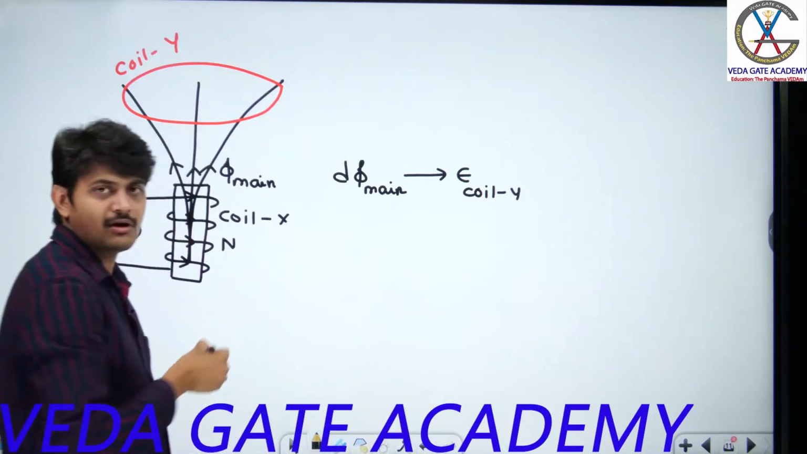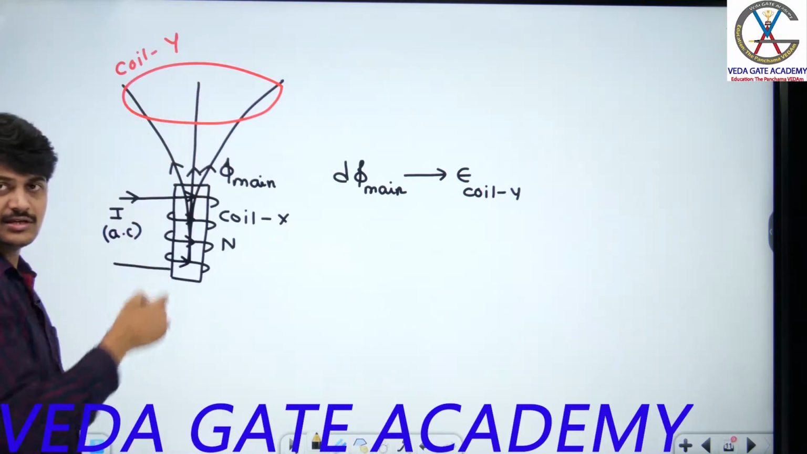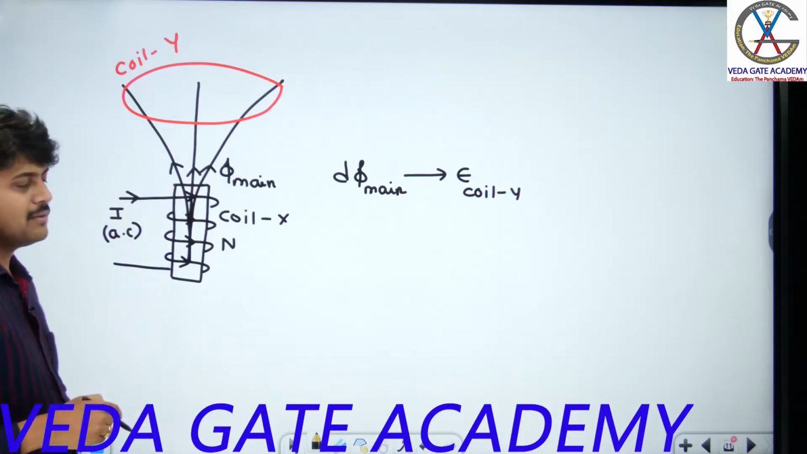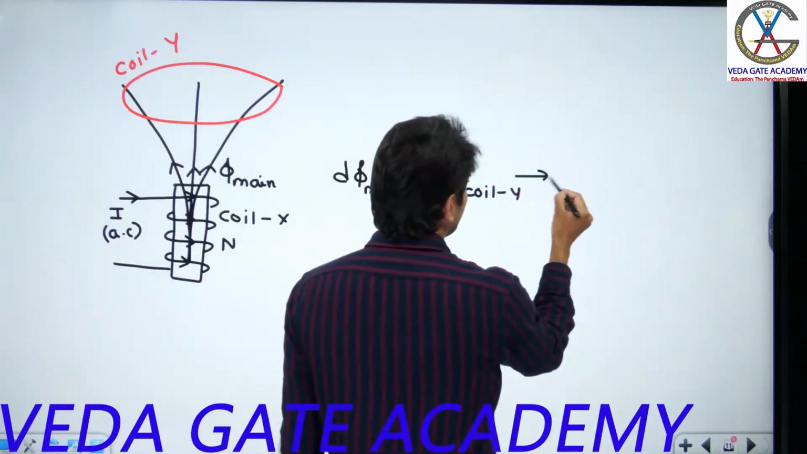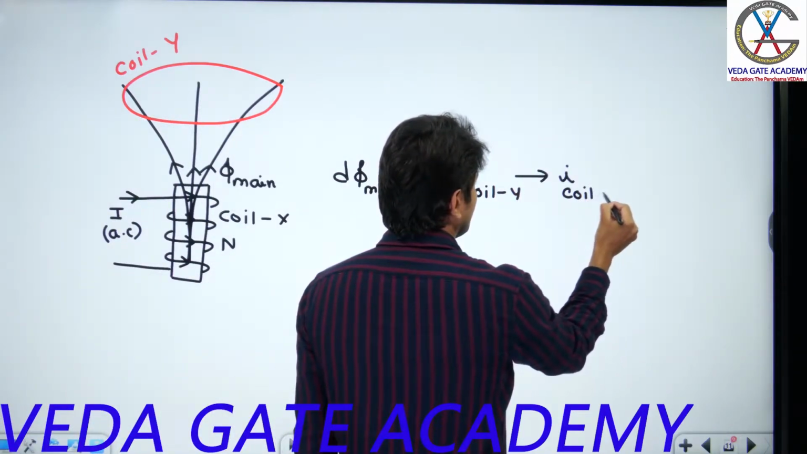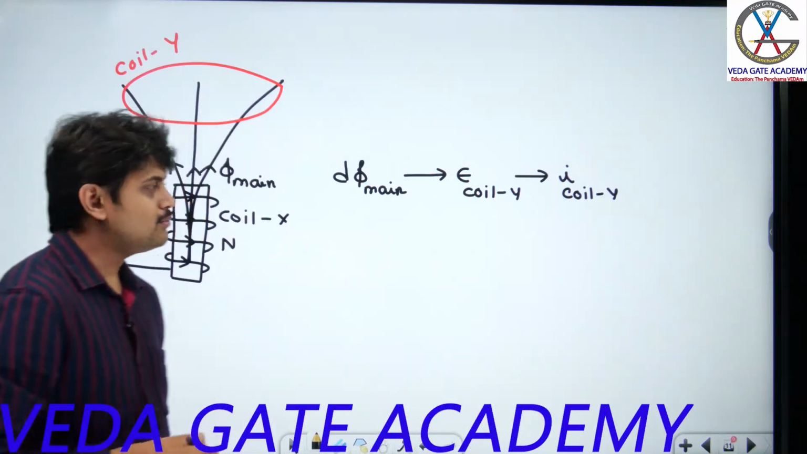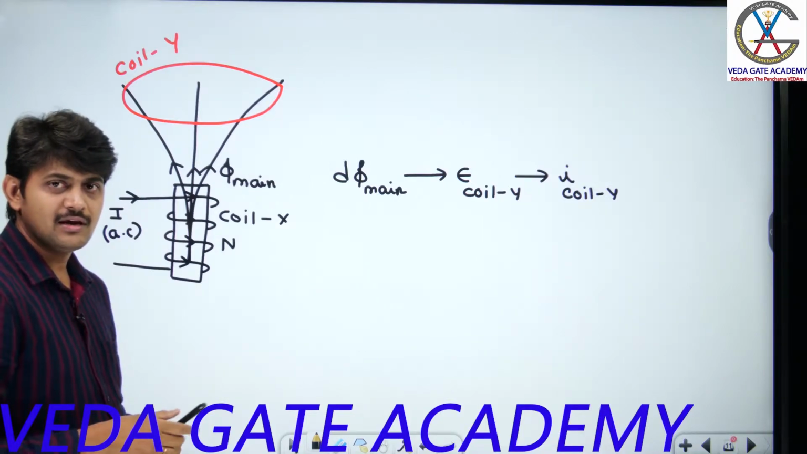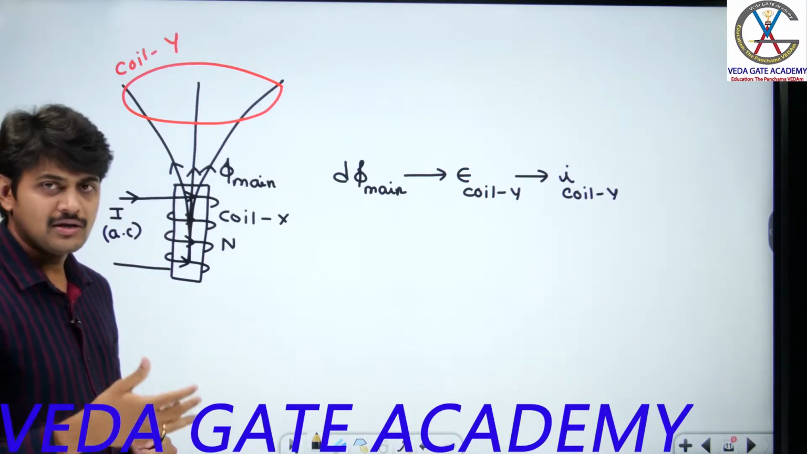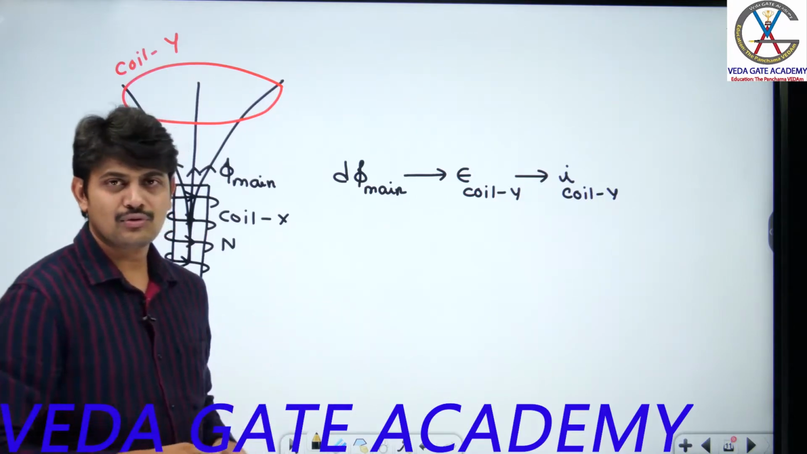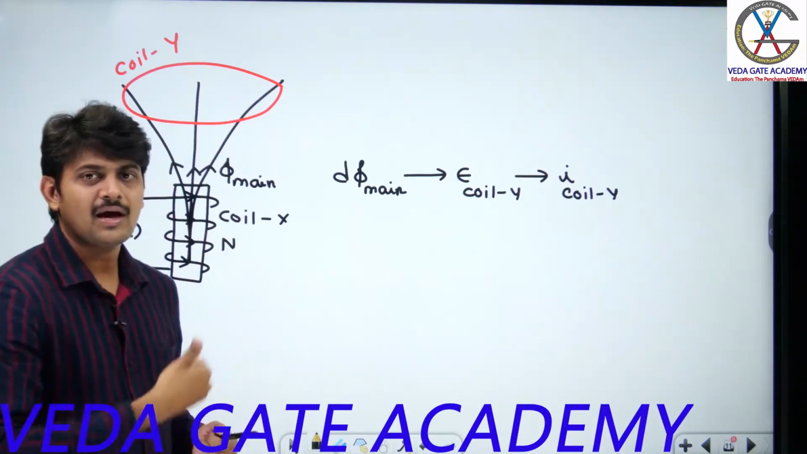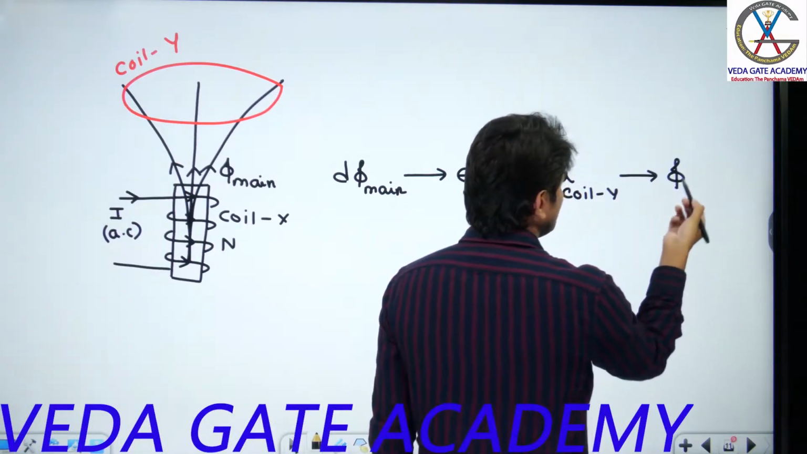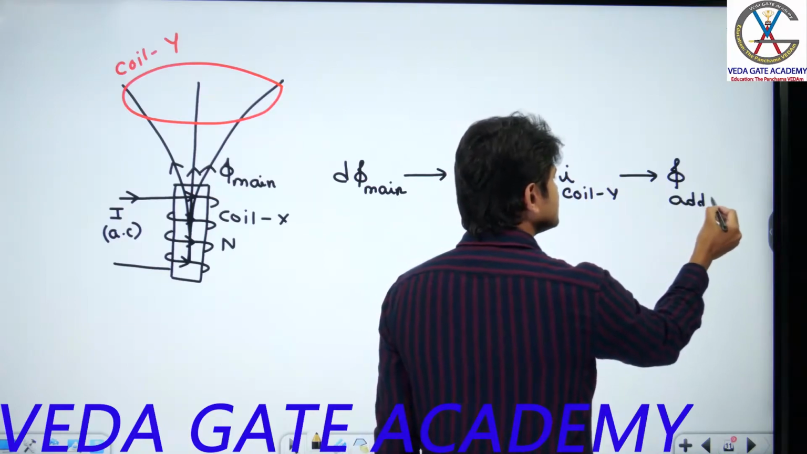Now if you observe this coil Y, is it a closed coil? Yes, it is a closed coil. Whenever you observe a closed path, because of this EMF, it will drive a current through this coil Y. The moment current starts flowing through this coil Y, what will happen? Obviously, Oersted will come into the picture. What did Oersted tell? Whenever current is allowed to flow through a conductor or coil, magnetic flux lines will be produced around the conductor. So because of this current, the flux produced I can call the additional flux.